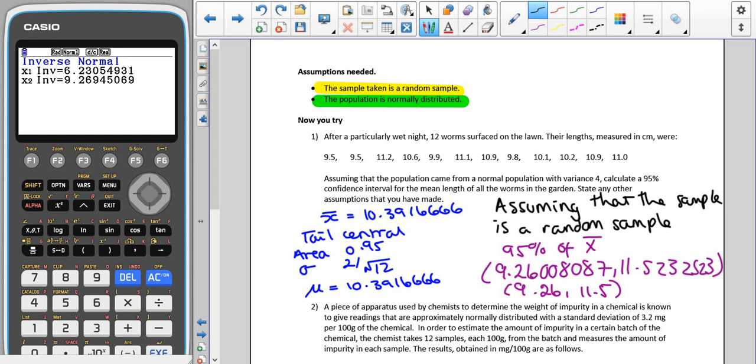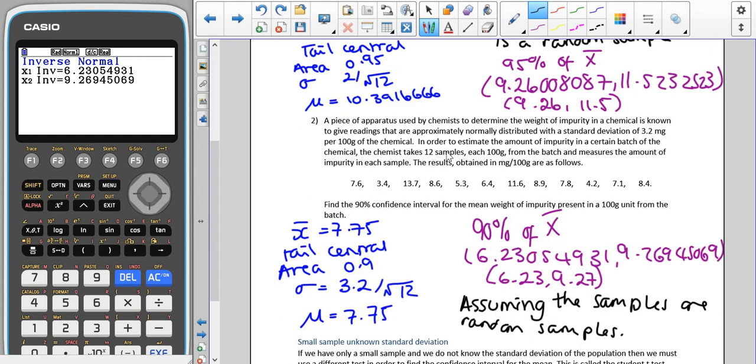In the second Now You Try, we have a lot of numbers here, okay? But the numbers are in a way just to reassure us. So we have a piece of apparatus used by chemists to determine the weight of impurity in a chemical, known to give readings that are approximately normally distributed with a standard deviation of 3.2 mg per 100 grams of the chemical. So there it's telling us how much of the chemical we need in order for the standard deviation to be 3.2. So in order to estimate the amount of impurity in a certain batch of the chemical, the chemists take 12 samples, each of 100 grams.